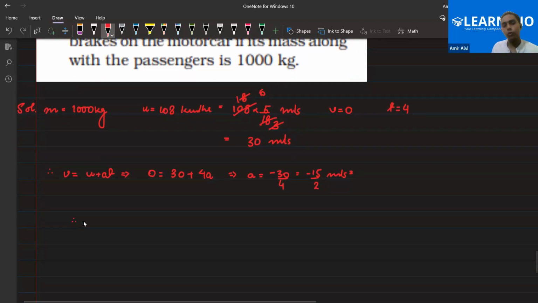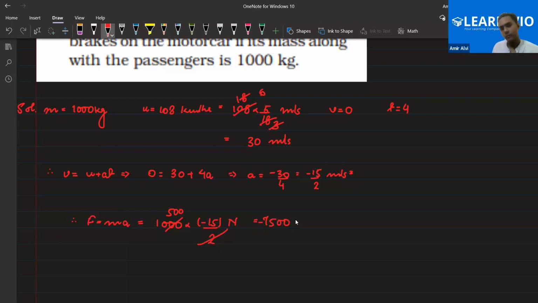So now, simple: force is equal to mass into acceleration. That is, mass is 1000 kg into minus 15 by 2 Newton, right? So this will cancel, 500 times 15 is 7500. Clear everyone, this is the answer. The negative sign is there because the force applied is in the opposite direction of the motion.